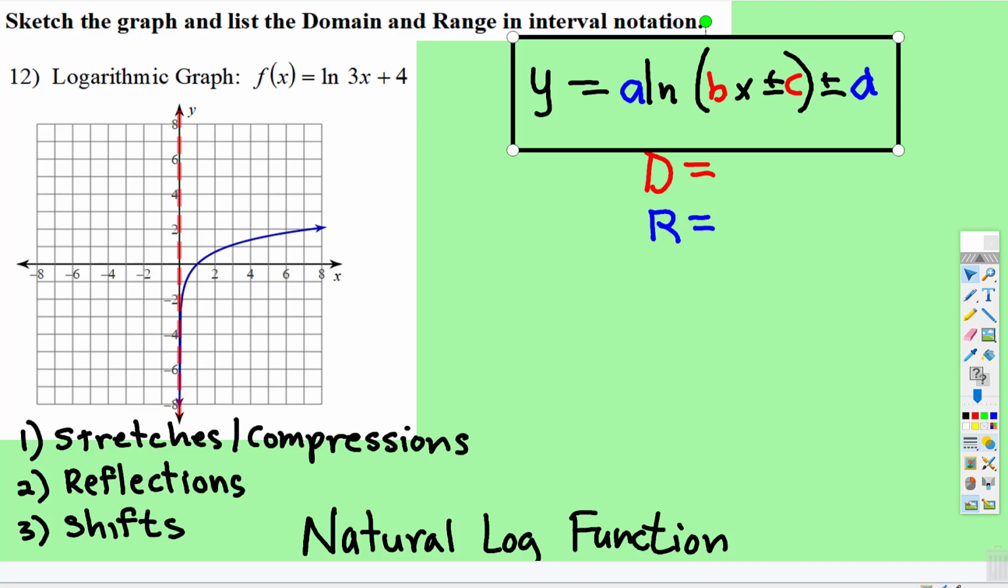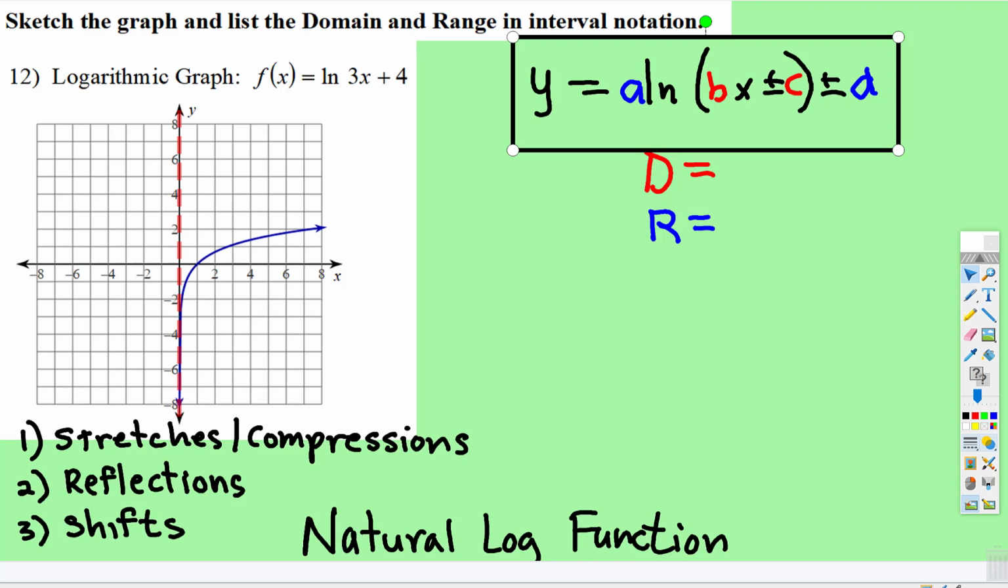All right, now we're going to transform a natural log function. And then I'll show you the natural log function and the log function. You're going to be doing the exact same thing. The only difference is their base is e, but I'm going to show you the transformation on the natural log.